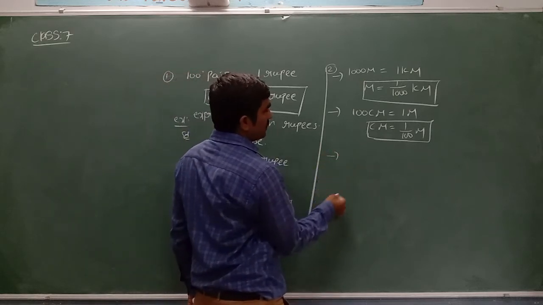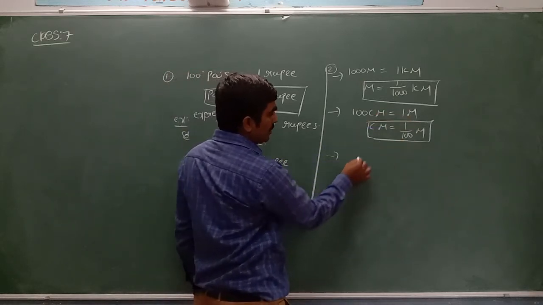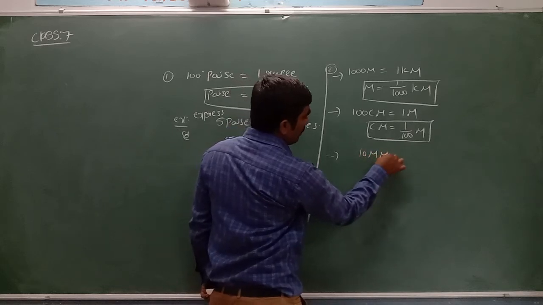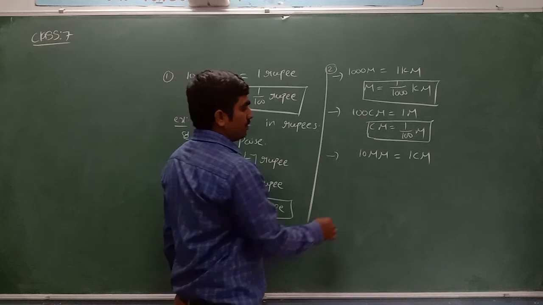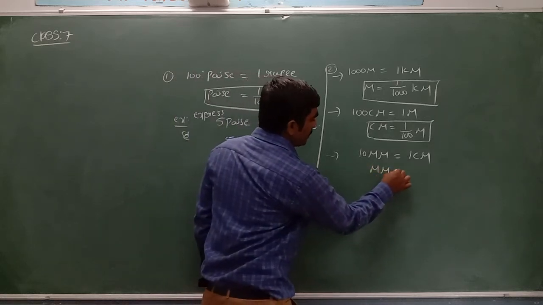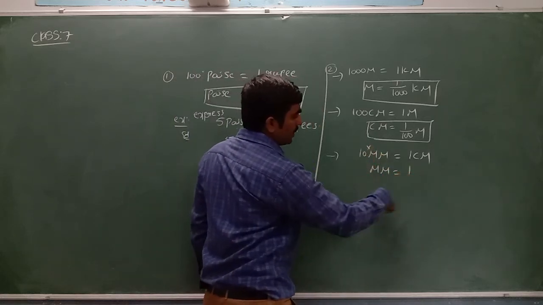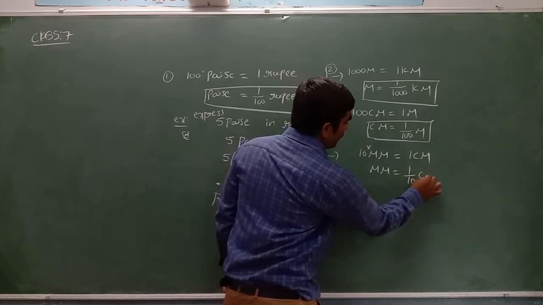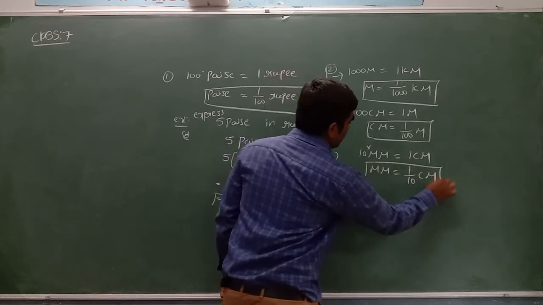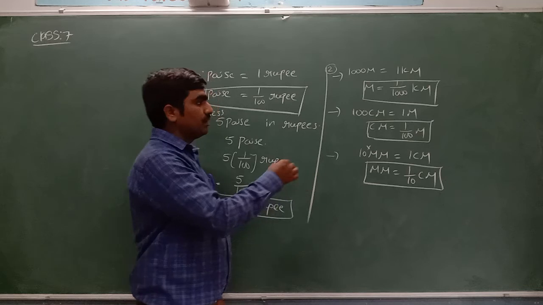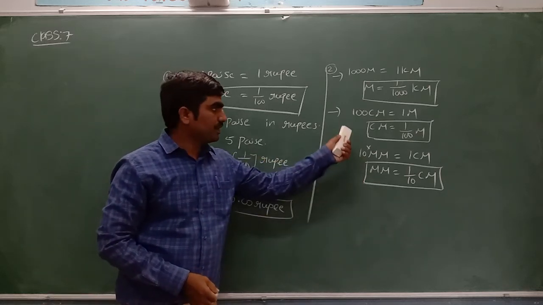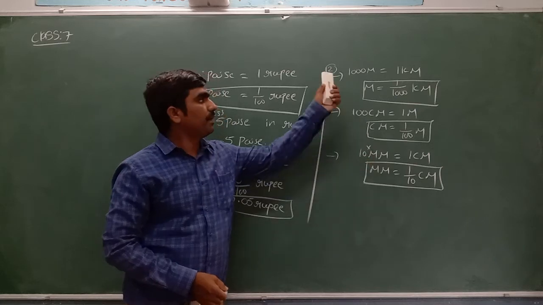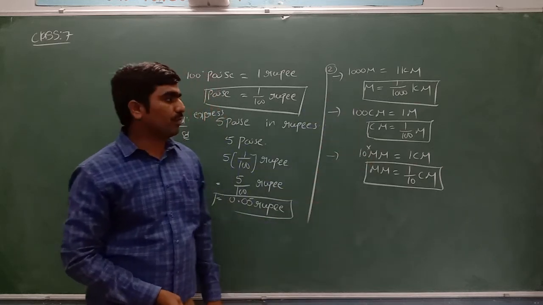Then next we will see the relation between centimeter and millimeter. 10 millimeters is equal to how much? 1 centimeter. So 1 millimeter is equal to 1 by 10 centimeters, dividing by 10. This is the way we can do it. Millimeters we can express in terms of centimeters, centimeters in terms of meters, and meters in terms of kilometers.